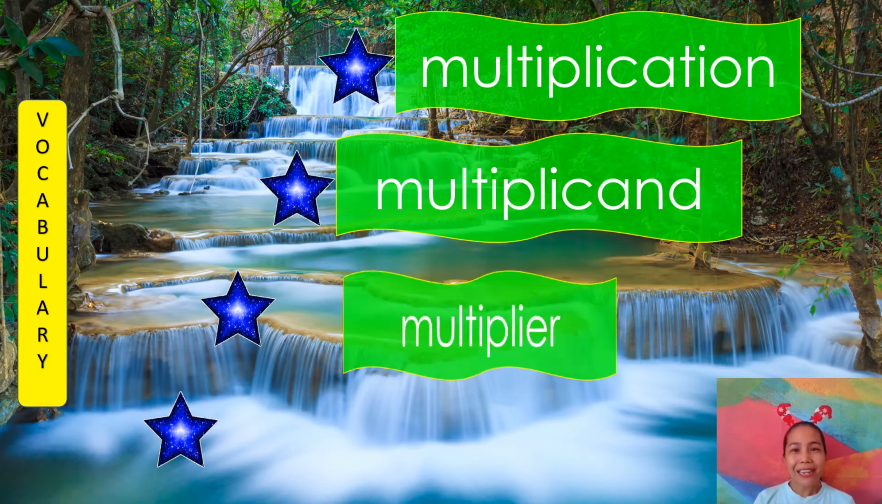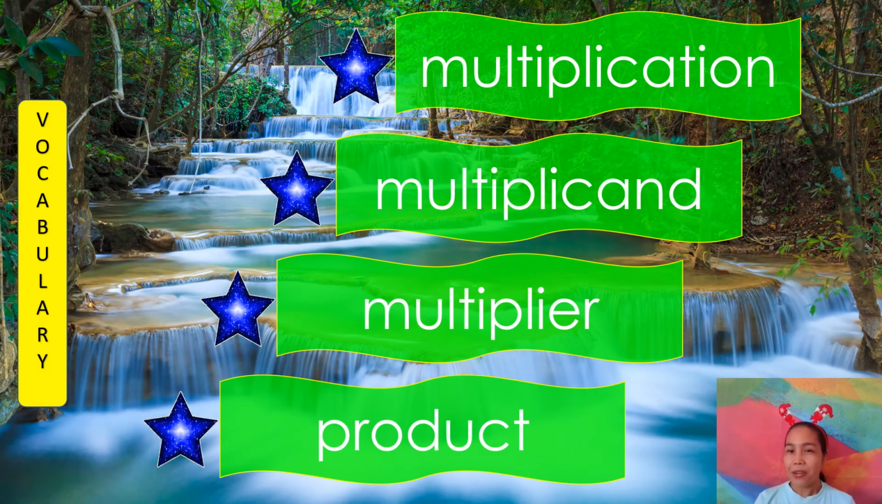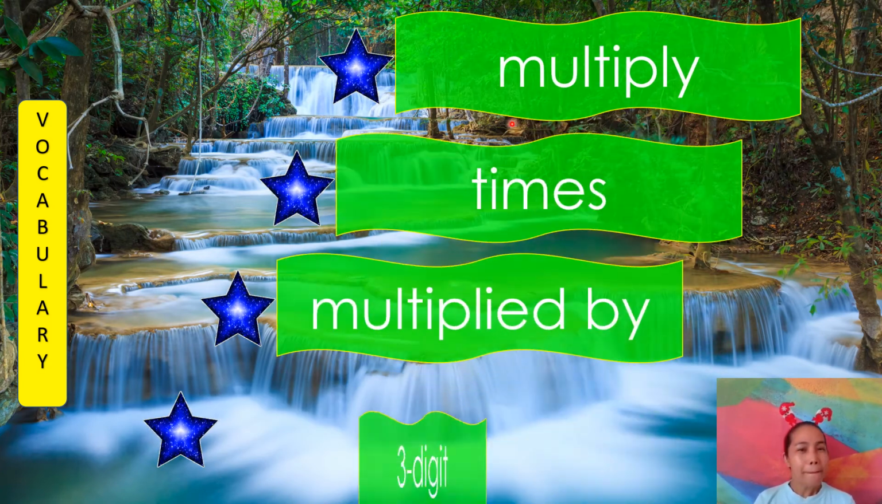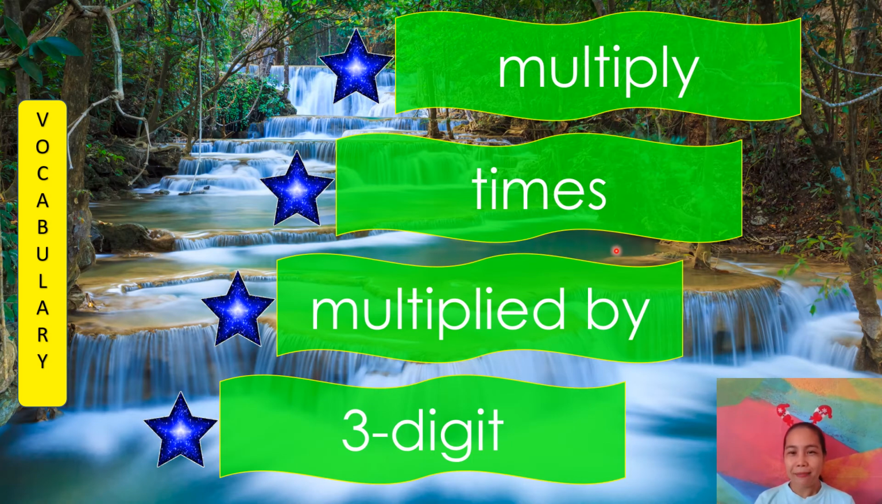Let's read the vocabulary 2 times. First, multiplication, multiplication, multiplicand, multiplicand, multiplier, multiplier, product, product, multiply, multiply, times, times, multiplied by, three digit, three digit.